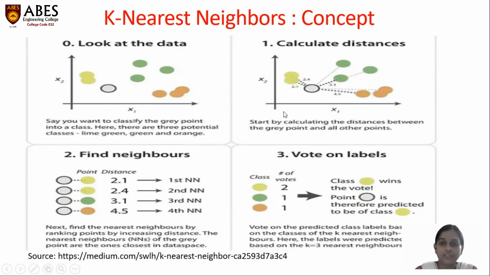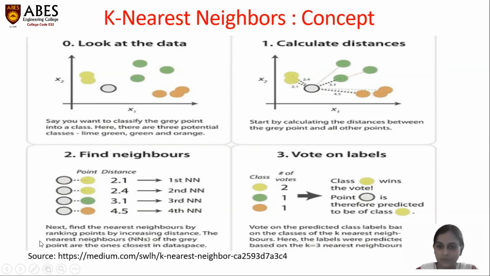Now, after arranging all this data in sorted order, I have considered only the top 4 points here. After arranging this, we can see that the gray to yellow distance is 2.1. Another gray to yellow distance is 2.4. That is the second nearest neighbor. The first nearest neighbor is the first yellow point with distance 2.1 units. The second nearest neighbor has distance 2.4 units. Similarly, the third nearest neighbor has distance 3.1 units.